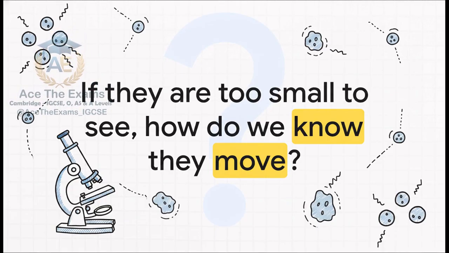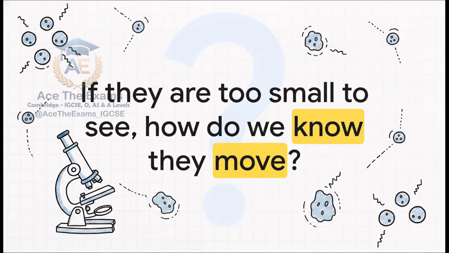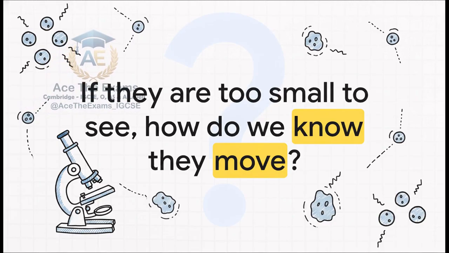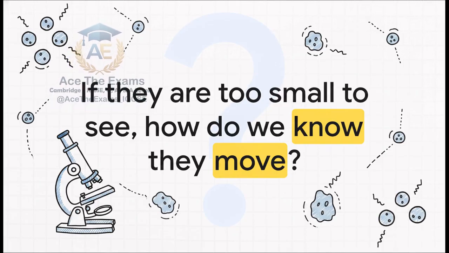So if we can't see them, how do we know they are zooming around at hundreds of meters a second? Well, the answer takes us all the way back to 1827. A scientist named Albert Brown was using a microscope to study tiny pollen grains suspended in water. He noticed these grains were constantly jiggling around in these random, erratic paths. At first, he actually thought the pollen might be alive.